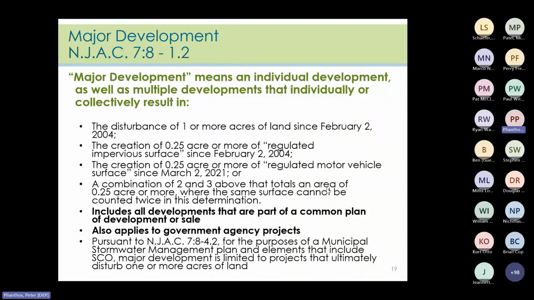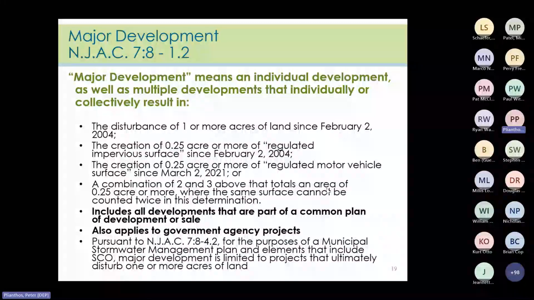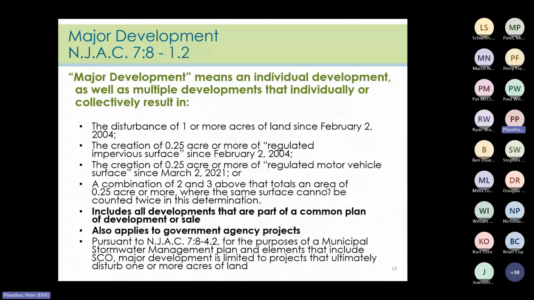The definition reflects that the department considers the cumulative total of a number of items as contributing to what makes a major development. Those items are disturbance and creation of regulated impervious surface since February 2nd, 2004, and creation of regulated motor vehicle surface since March 2nd, 2021. This is done without double counting overlapping regulated motor vehicle and regulated impervious areas.